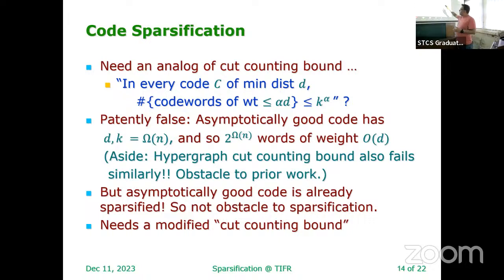And by the way, apparently people who've been working on hypergraph sparsification already knew that the cut counting bound fails for hypergraphs, and they didn't know what to do about it. It was a source of major complexity in extending cut sparsification to hypergraph sparsification. Today we'll see that actually there's almost no further complexity, modulo the right abstraction of the cut counting bound. So we need a modified cut counting bound.